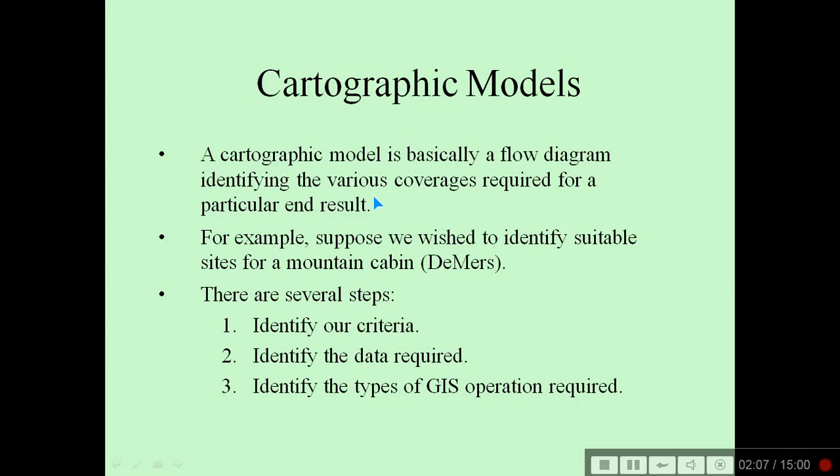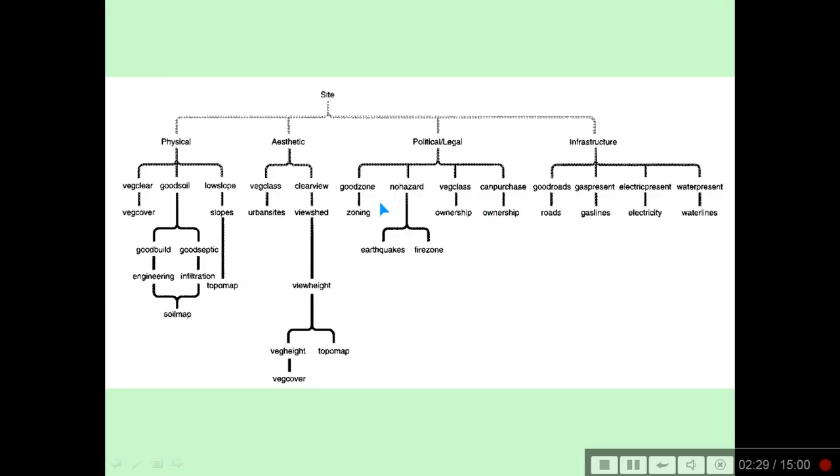Cartographic models. A cartographic model is basically a flow diagram identifying the various coverages required for a particular end result. For example, suppose we wish to identify suitable sites for mountain cabins, and the steps involved are identifying our criteria, identifying the data required, and identifying the types of GIS operation which are required. So this is the way: studying the site, which may be physical, aesthetic, political, legal, infrastructure, then finally combining them all to have a specific view or aspect.